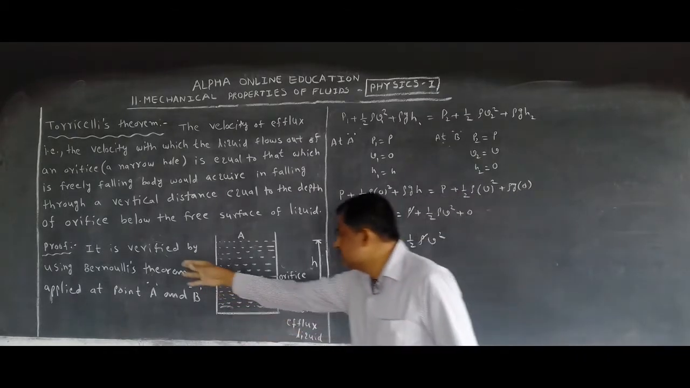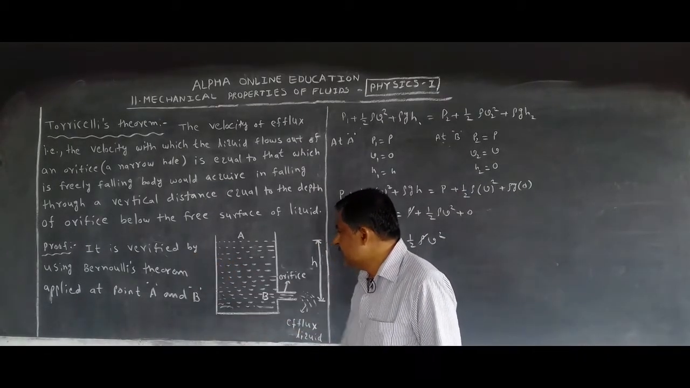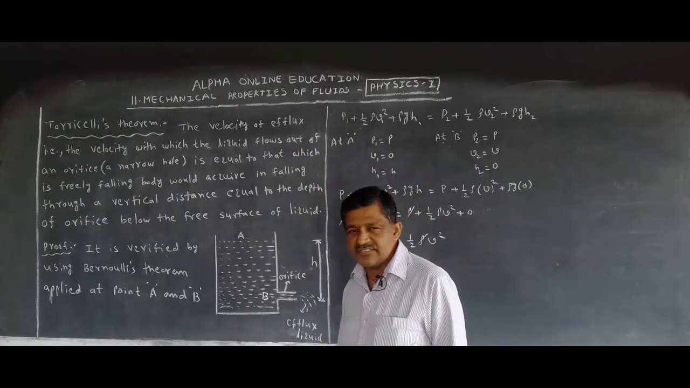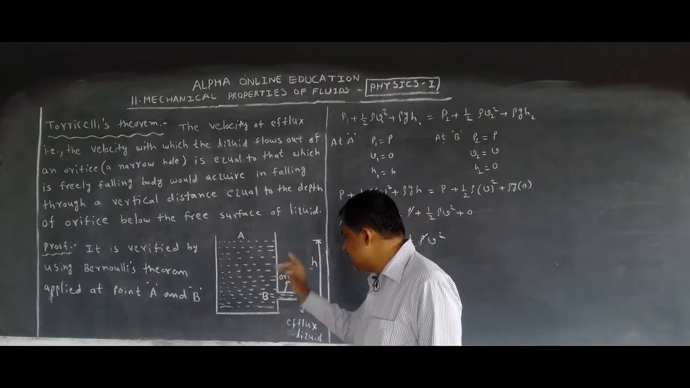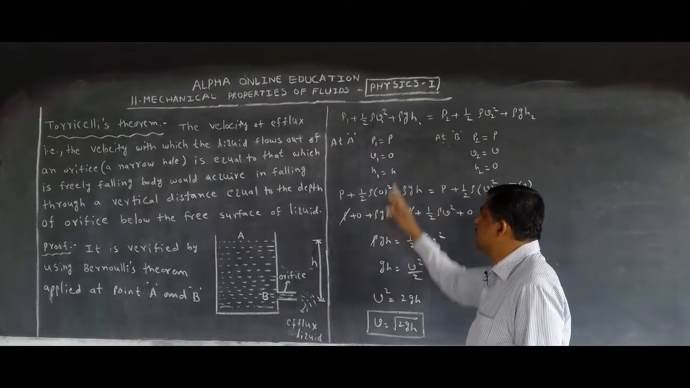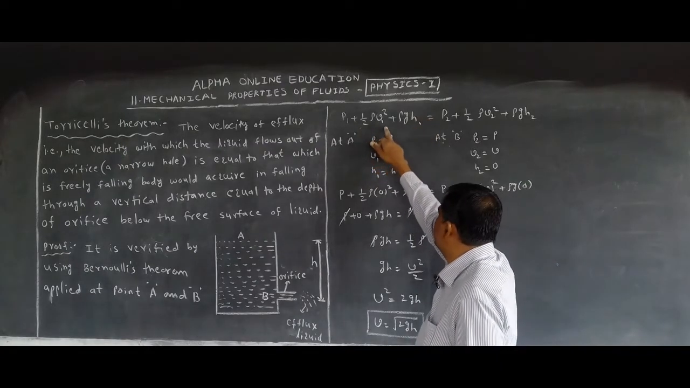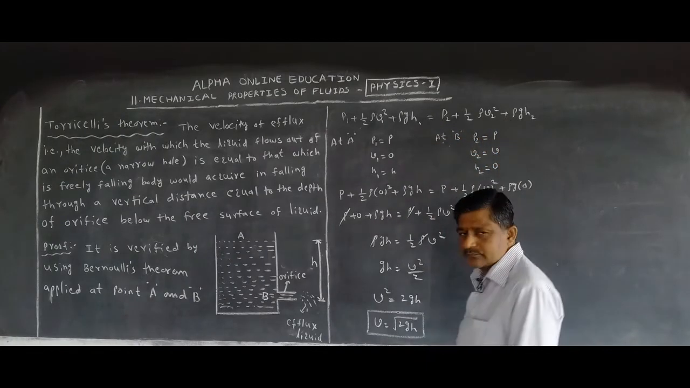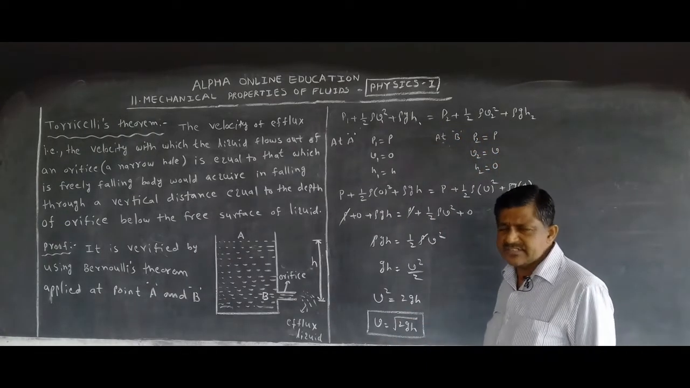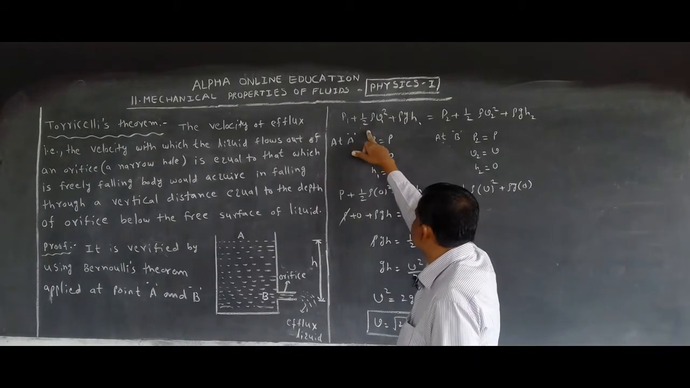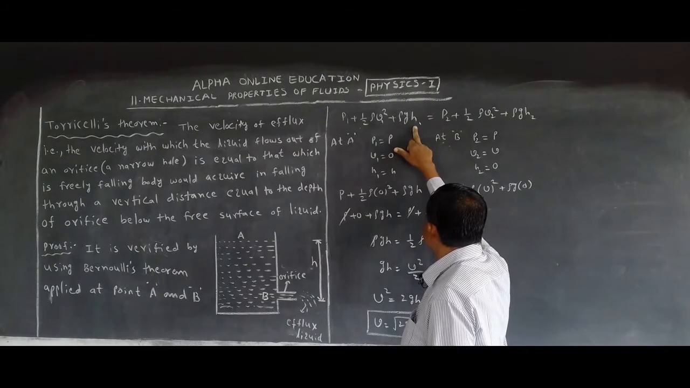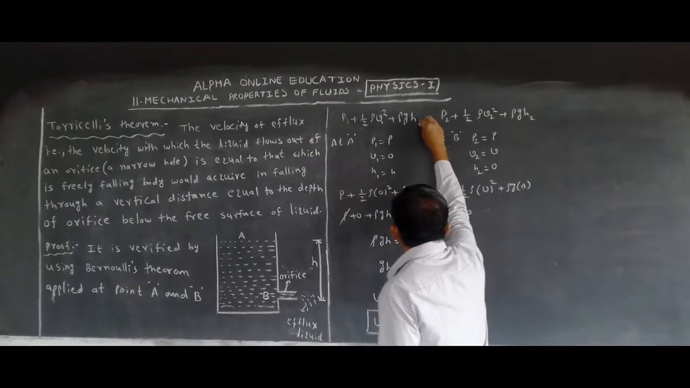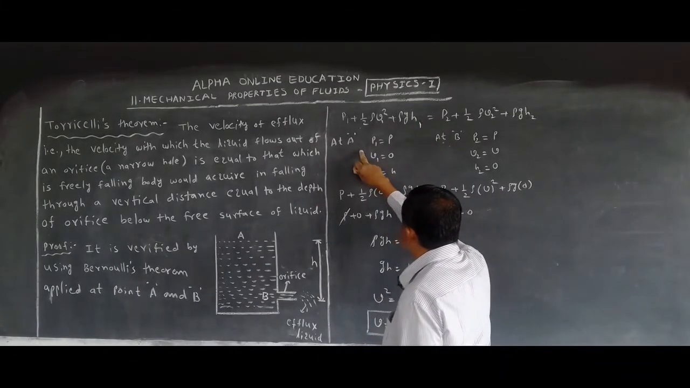We can prove it, or verify it, by using Bernoulli's theorem applied at points A and B. A is the free surface of the liquid, and B is at the orifice. What is Bernoulli's theorem? P1 plus half rho V1 square plus rho g h1 is equal to P2 plus half rho V2 square plus rho g h2. We know Bernoulli's principle.